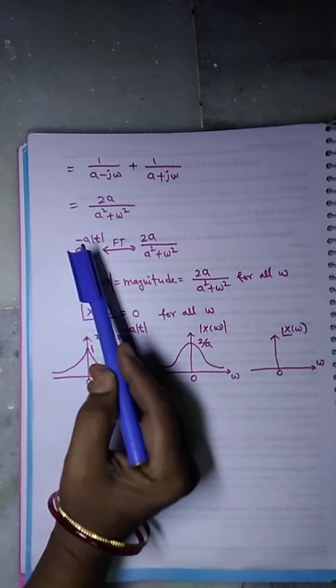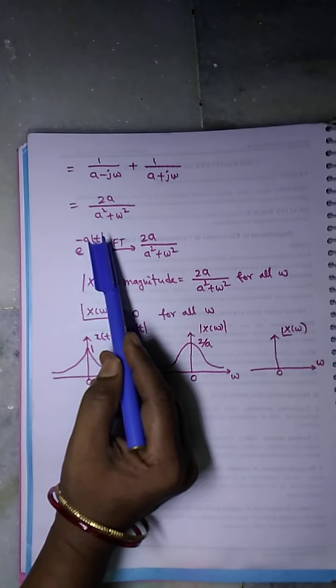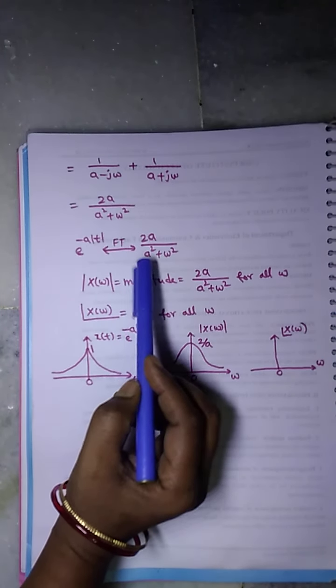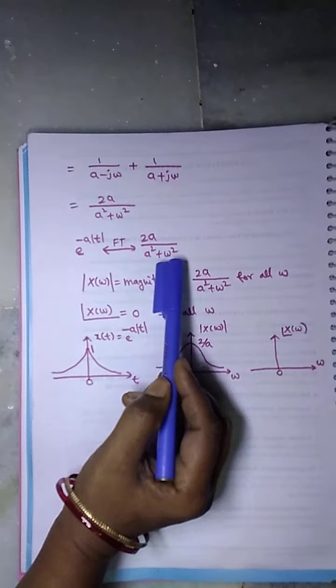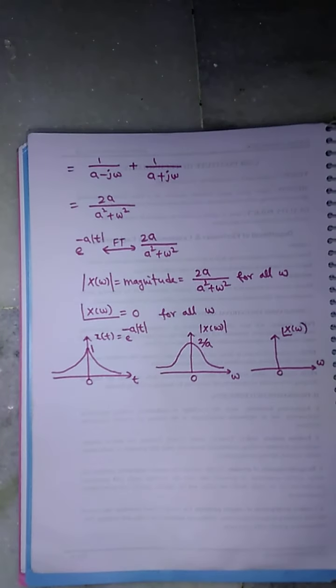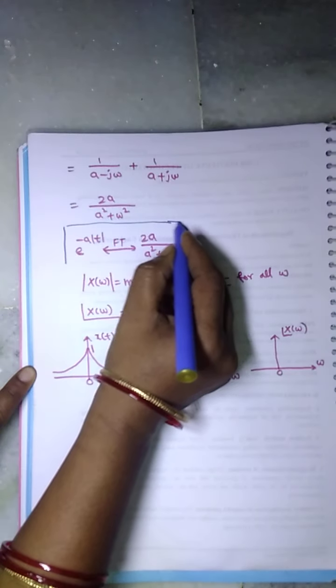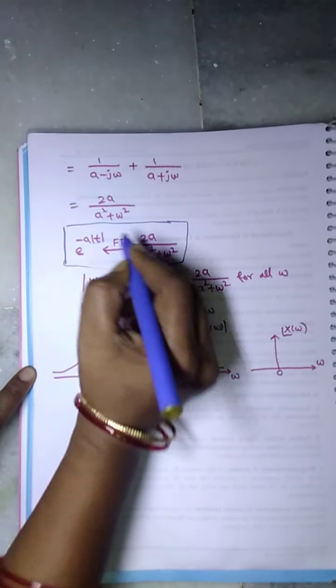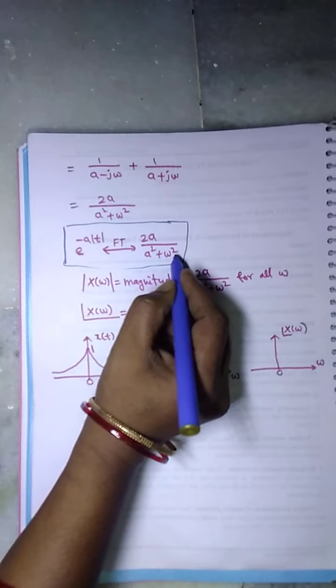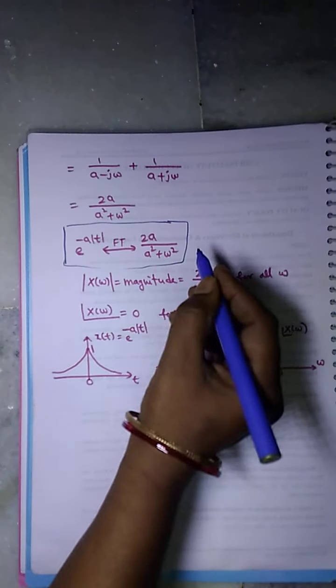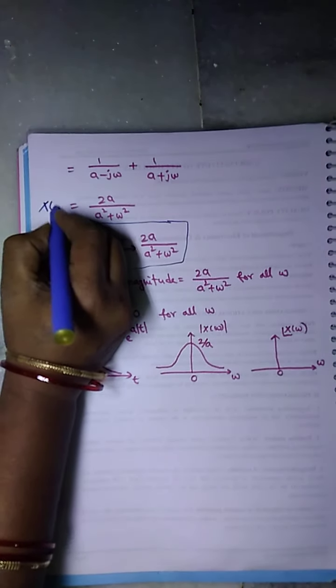So from this we can say that the Fourier transform of e power minus a mod t is 2a by (a square plus ω square). So this is very important. You should remember this. What is the Fourier transform of e power minus a mod t? It is 2a by (a square plus ω square). Now we find out what is the magnitude response and phase response.